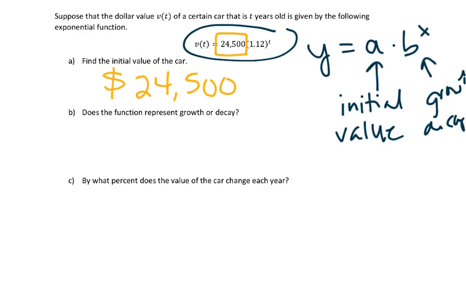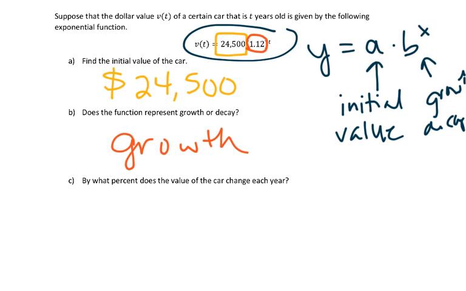Alright, so now does this function represent growth or decay? Well, in this case, that's where you look at the B value. So if the B value is greater than 1, it's growth, and if it's a number between 0 and 1, then it's decay. So because this is greater than 1, we're going to say this is a growth function. So that means over time the value of the car increases. Which is kind of interesting because usually the value of a car decreases over time. It usually depreciates. So maybe this is kind of like a vintage car or something.